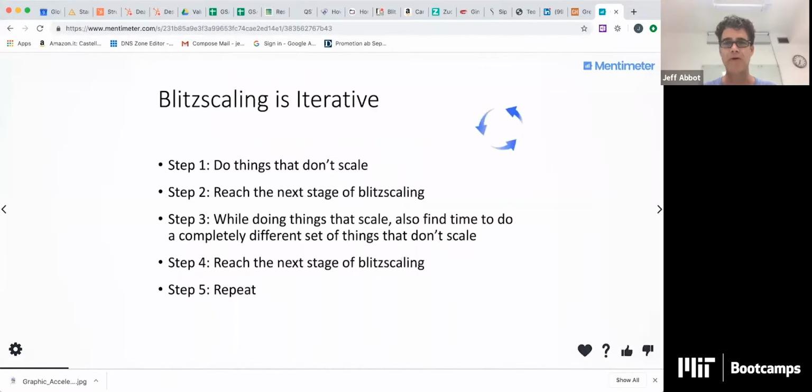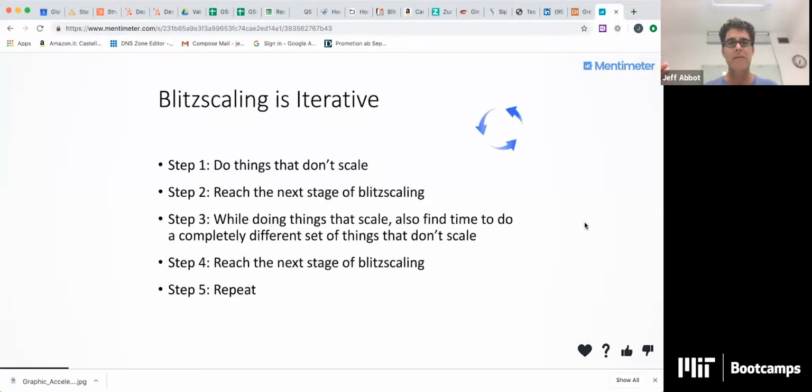So, as a bit of review, remember that blitzscaling is iterative. The first thing you have to do are the things that don't scale. This is the difficult work of finding product market fit or building a product that embarrasses you, as Reid Hoffman is fond of saying. Once you do these things, you can hopefully get to the next stage of blitzscaling, where you maybe have that second thread of a business, that second channel that you're approaching, or the second extension of your product, and hopefully you can scale that as well.